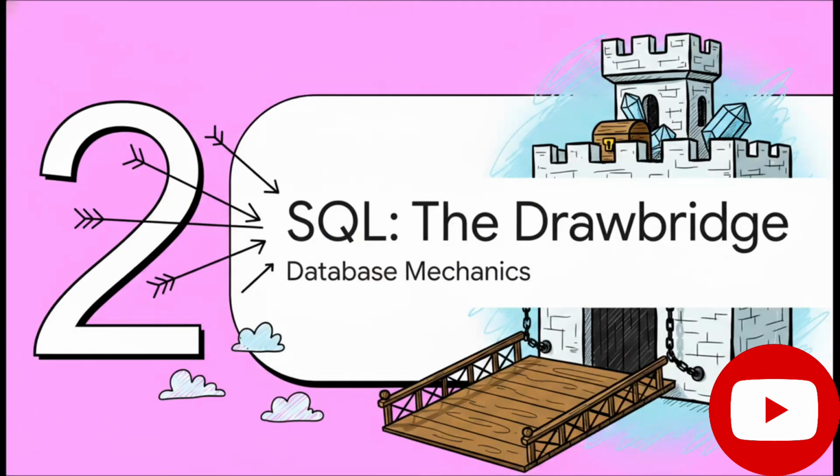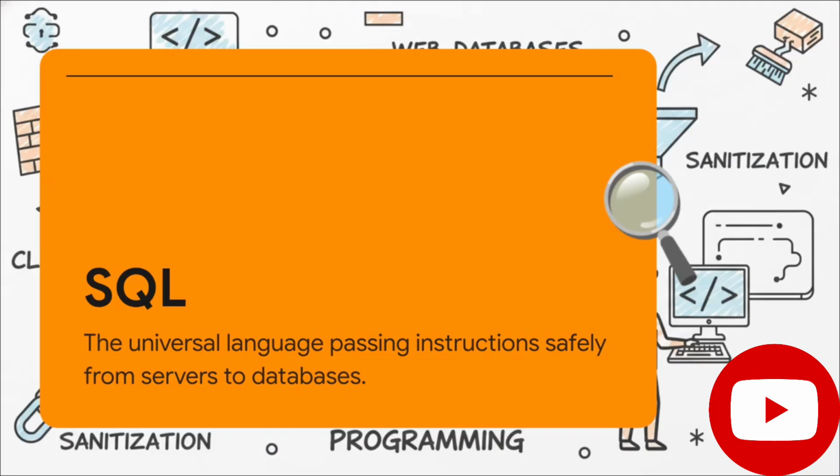Section 2, SQL, the drawbridge. So you might be wondering, how exactly do our applications reach that data treasure in the first place? Well, we use SQL, or Structured Query Language. You can kind of think of SQL as this universal drawbridge for relational database management systems like MySQL or Postgres.